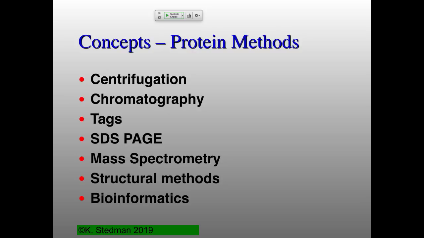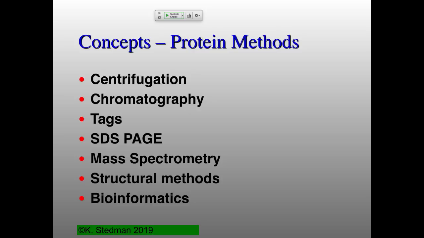SDS page, everybody uses this acronym, sodium dodecyl sulfate polyacrylamide gel electrophoresis. It's just a way of separating proteins based on their relative molecular mass. And we'll talk about that again. It's a very, very common process that's used in pretty much any kind of protein analysis.